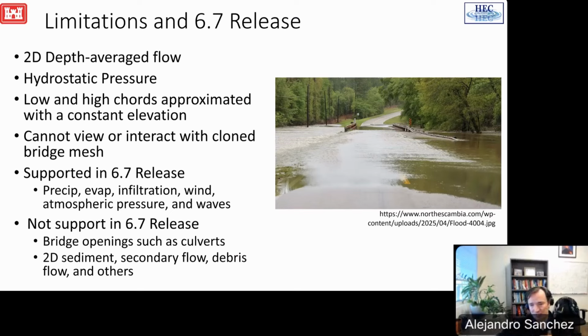People know that RAS has subgrid technology, and if the terrain is varying underneath the cell, we capture that through these hydraulic property tables. Well, let's say your bridge is arching, we approximate the bottom of that arch as a constant elevation. And same with the deck, the high chord. If that surface is actually curved, we approximate it with a flat elevation. The top of the bridge is usually not an issue because they're pretty flat anyways. But for the bottom of the bridge, it's an approximation, and it's just something that we had to do.